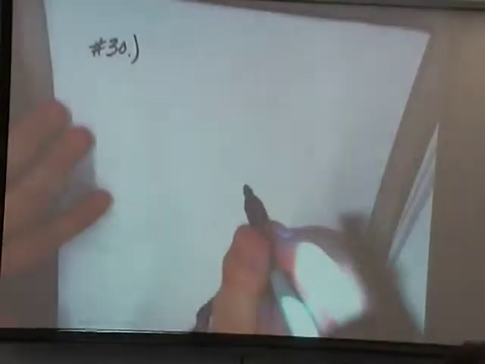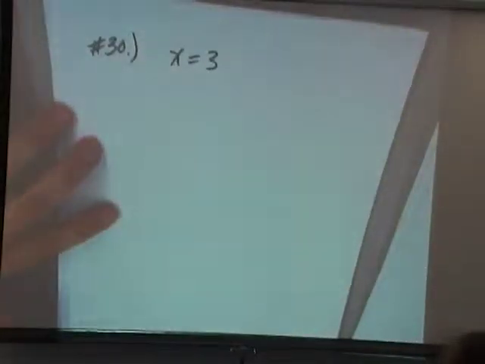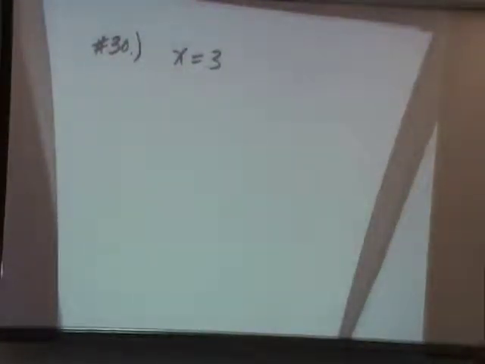30. Choose the description that does not apply to the line with equation x equals 3. All right, so let's talk about this. What does this line look like if we were to graph this line? A vertical line, right? What's the slope of a vertical line? Undefined. A vertical line has undefined slope. And it's going to cross the x-axis at a positive 3, right? Vertical line through the x-axis at positive 3, undefined slope.